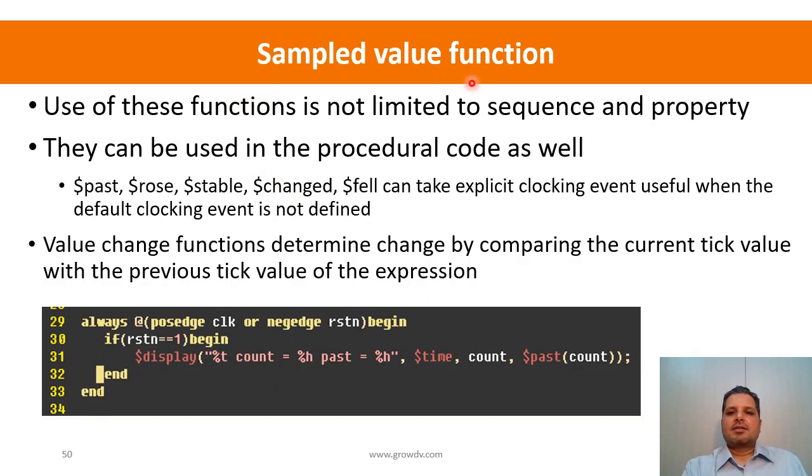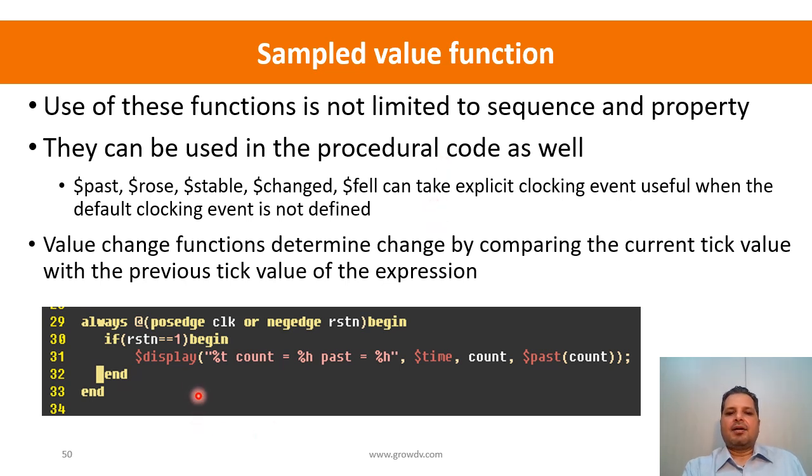Okay, note that these sampled value functions that we discussed are not limited to only sequence and property. They can be used in your procedural code as well. So you can call this $past, $rose, $stable, $fell. You can also pass an explicit clocking event, because when we did it in the properties, the clocking event was clearly mentioned, but you can pass a clocking event as an argument, and if the default clocking event is not specified, you can pass a clocking event and then extract any values that you want in the procedural context as well.